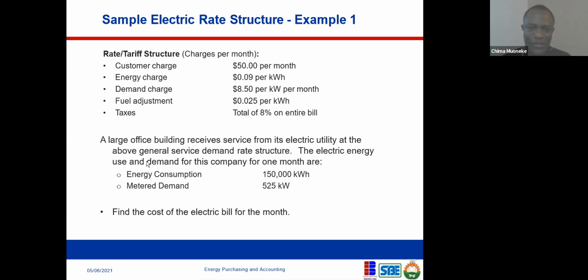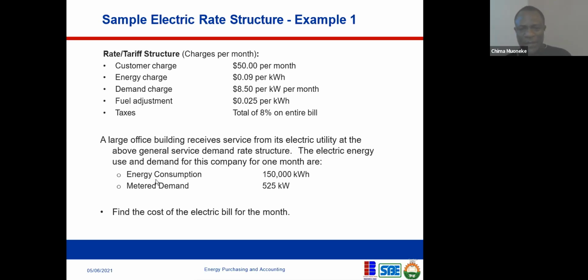Now, the electric energy use and demand for this company for 1 month are as follows. This facility consumes 150,000 kilowatt hours in 1 month. And then the metered demand, the highest demand that the meter recorded, was 525 kilowatts. Now the question is, find the cost of the electric bill for the month. Okay. So basically, we have to calculate different components of this bill.